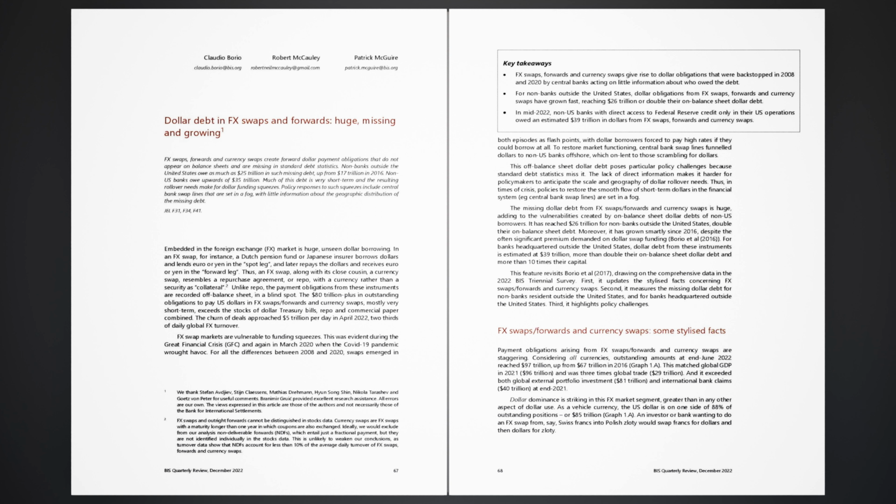This off-balance sheet dollar debt poses particular policy challenges because standard debt statistics miss it. The lack of direct information makes it harder for policymakers to anticipate the scale and geography of dollar rollover needs. Thus, in times of crisis, policies to restore the smooth flow of short-term dollars in the financial system, for example, central bank swap lines, are set in a fog.